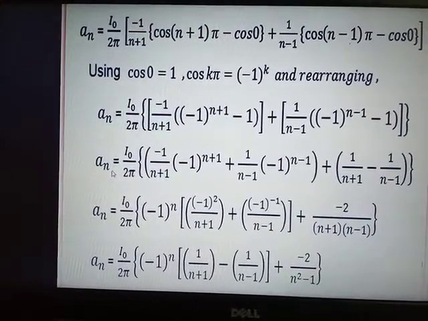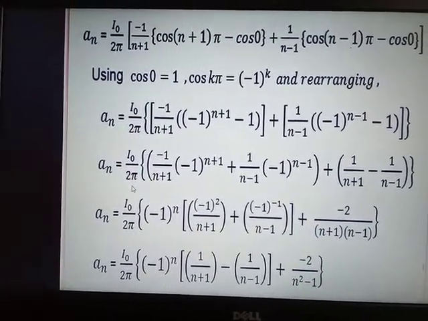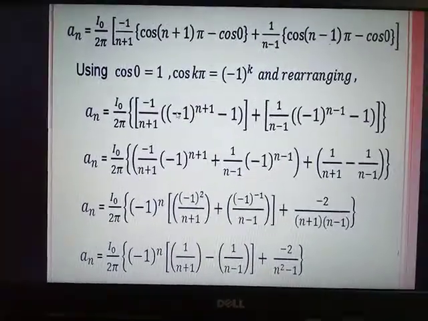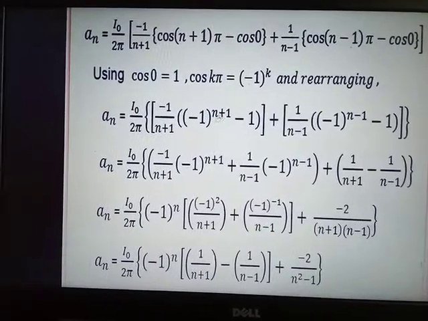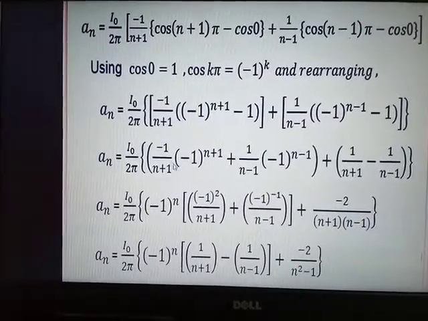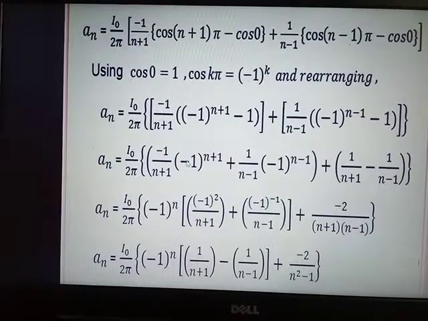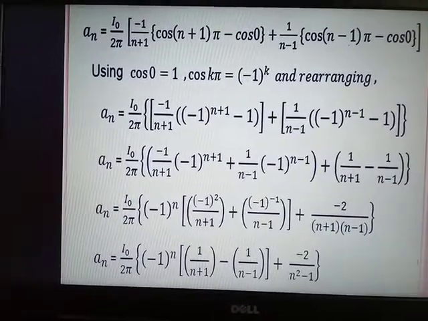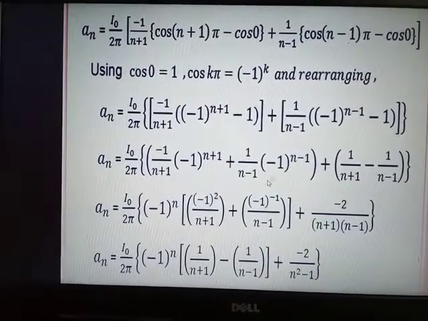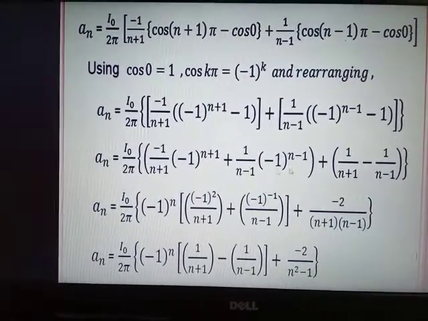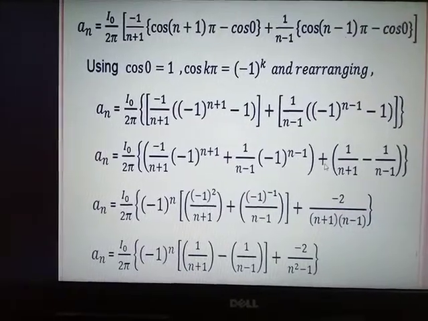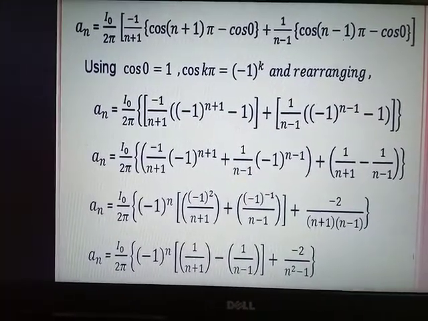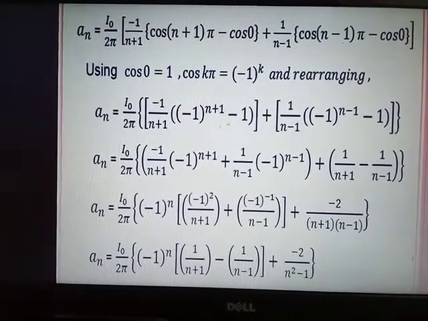Now a_n is equal to I_0 by 2π. Take first the terms having minus 1 raised to something. Then it will be minus 1 divided by n plus 1 into minus 1 raised to n plus 1. Then take this one: plus 1 divided by n minus 1 into minus 1 raised to n plus 1, plus, now the remaining term, minus 1 divided by n plus 1 into minus 1.